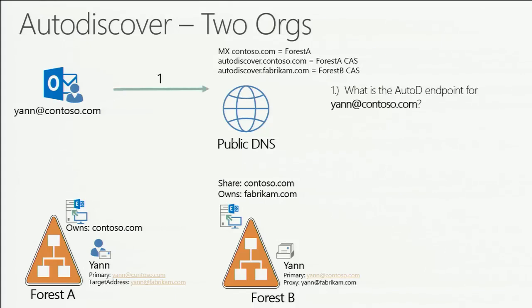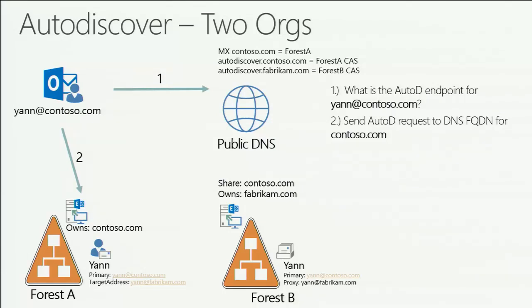Same process. In this case, Jan Kristovic goes out, queries Autodiscover. He has a Contoso.com email address. Autodiscover returns the DNS FQDN for Contoso.com, right? Where is published by Forest A's CAS infrastructure. In this case, there is a user object for Jan, which has Contoso.com as his primary SMTP address, but has a target address associated of Jan at Fabricam.com.